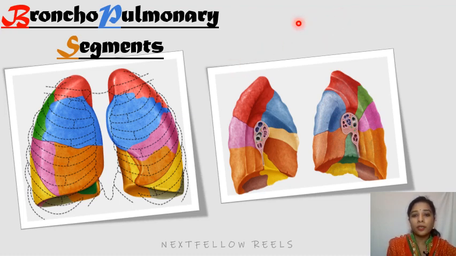The most important thing is the seventh bronchopulmonary segment, the anterior basal bronchopulmonary segment, this yellow one. On the right side, it can be called the cardiac bronchopulmonary segment. That is the other name of this segment on the right side.